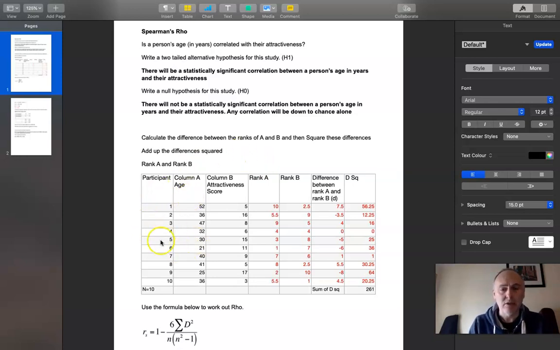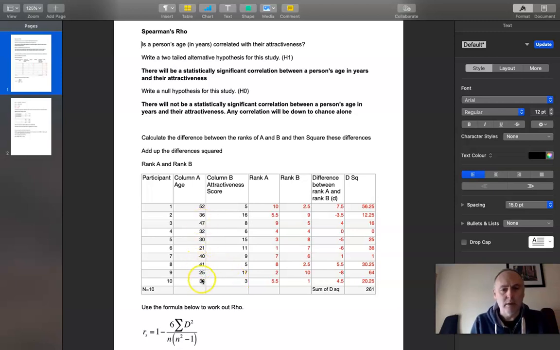So what I'd like you to do then is just turn your attention to this particular table here, and really focus in on the black writing. Just ignore the red writing for the time being. It asks you to calculate the difference between the ranks of A and B, and then square these differences, and then add up the differences squared, etc. Let's just make a little bit of sense of this table. We've got 10 participants altogether. We've got column A, which is age in years, and column B, which is their attractiveness score.